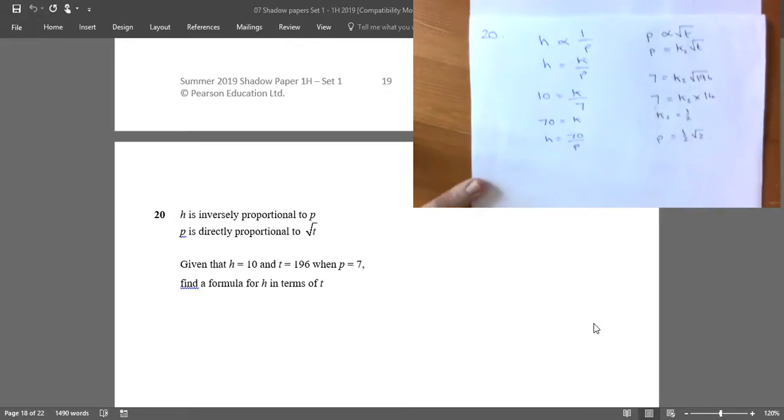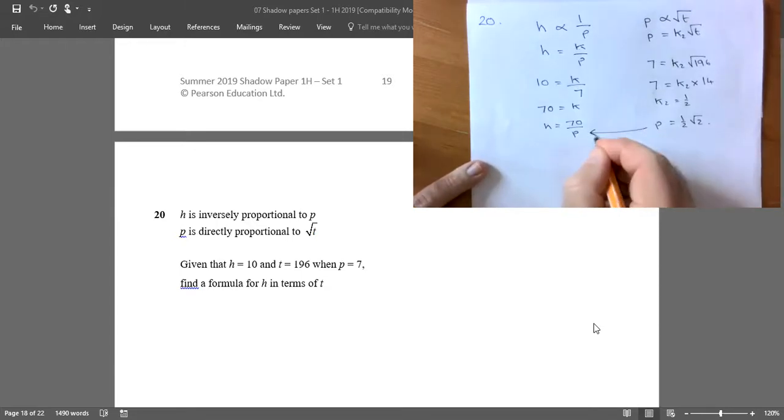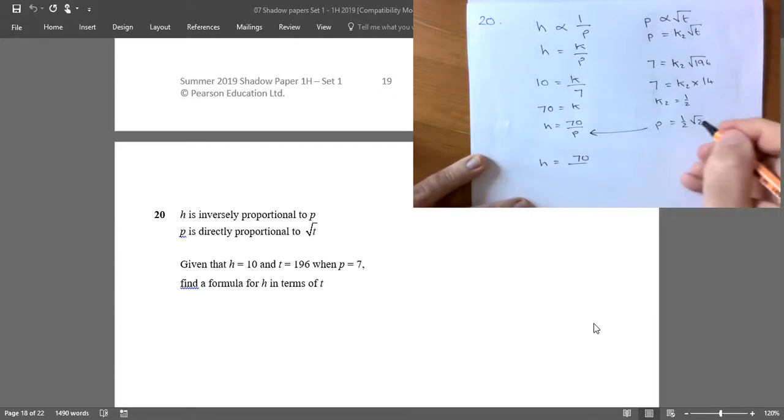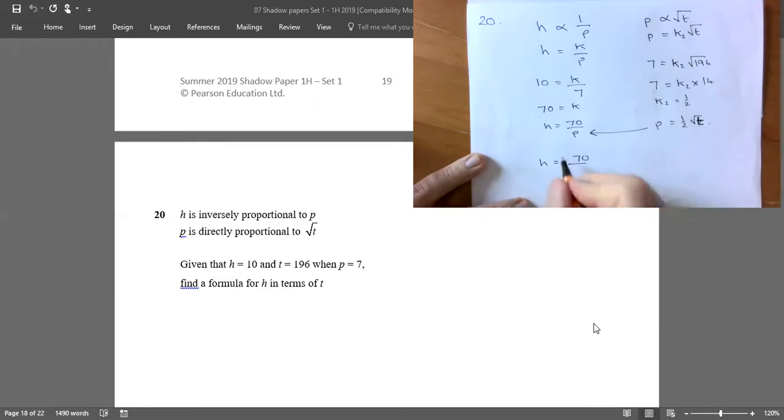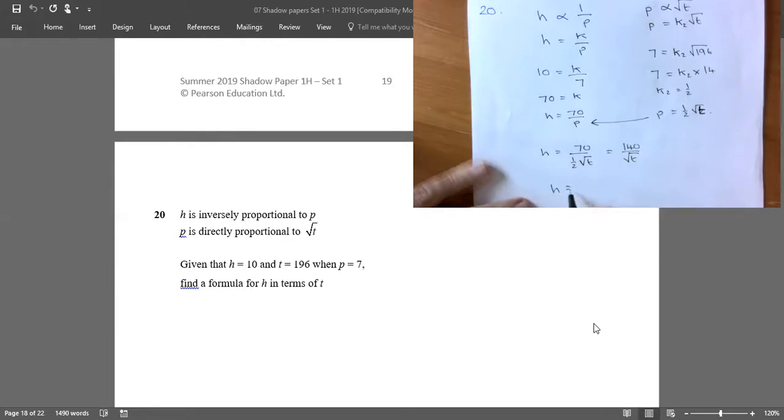So substitute this p in here. h equals 70 over a half root t. So that should say root t, not root 2. 70 divided by a half is 140 over root t. So h equals 140 divided by root t.